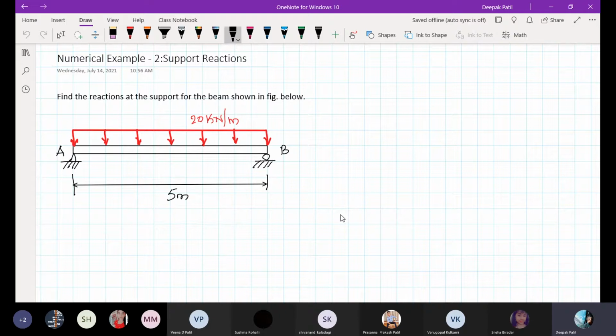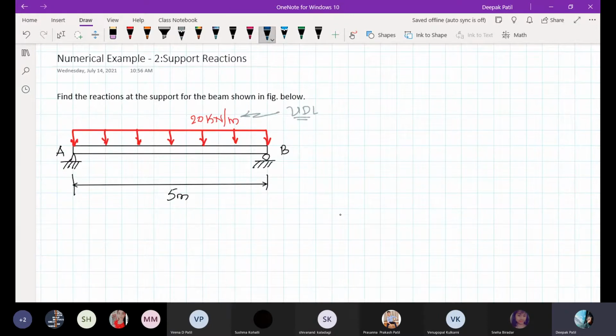Now here you have been asked to find the reactions at the supports for the beam shown in the figure below. First thing is the type of the beam: it is a simply supported beam because one end is pinned and the other end is roller. So this is the first thing you have to note down. Then you have to note down what type of load has been applied on the beam. If you see the loading diagram, you can easily judge that this is a uniformly distributed load, and the intensity of that is 20 kilonewton per meter.